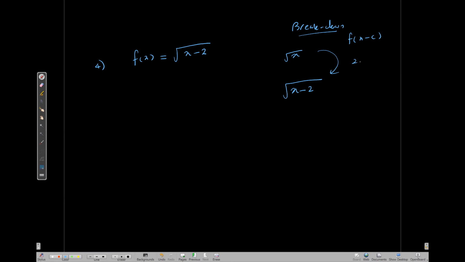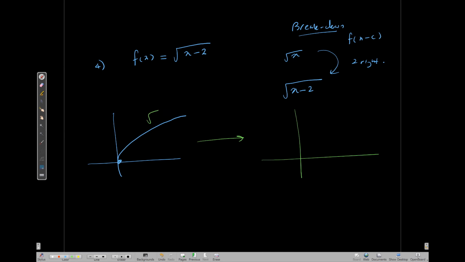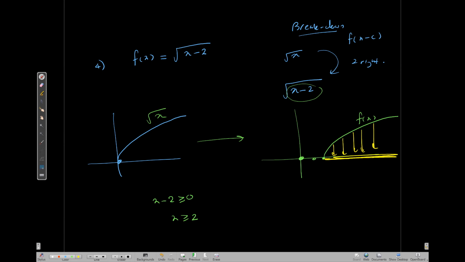2 right. So you start with this, and 2 right. So this is root x, and here on 2 like this. So this is f of x, the given function. And if you check the domain, x minus 2 must be greater than or equal to 0. So x has to be greater than or equal to 2, which makes sense. If you project it down to the x-axis, you are getting this as the domain. So we are good.